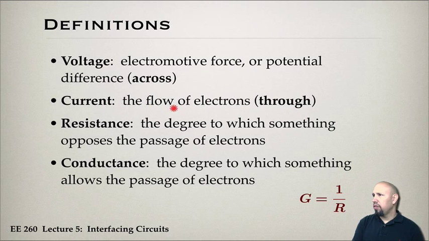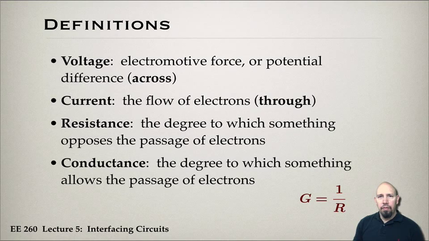Current is the flow of electrons. It's kind of like a velocity of the electrons, the velocity of the position. Charge is the basic quantity associated with an electron in terms of its electronic capability, and the movement of those charges is the current.